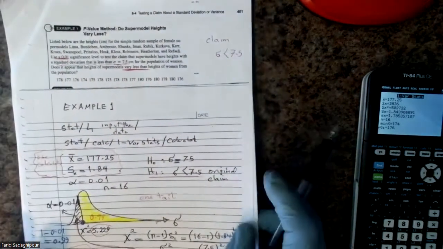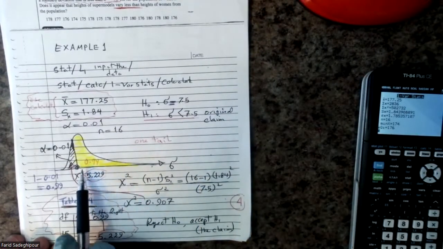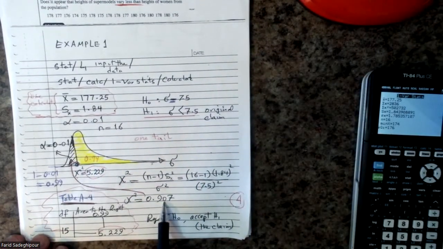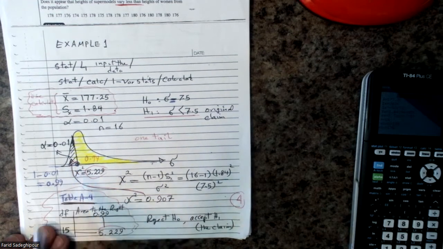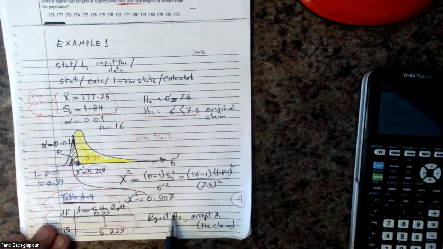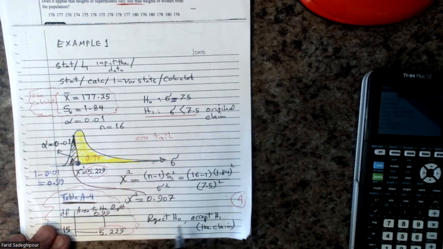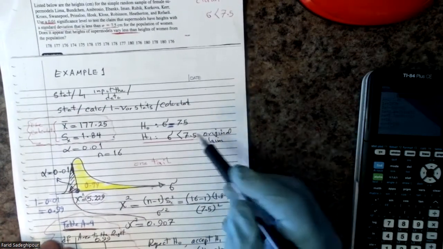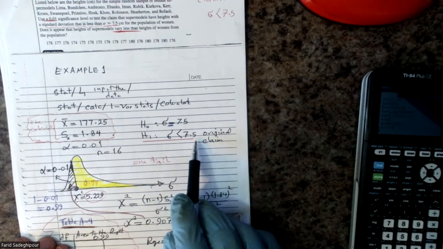5.229 is this point. Now, where does this fall? 0.907 falls into the critical area. Remember, when we fall into the critical area, we reject H0. Our X2 calculation falls into the critical area, so we reject H0. When we reject H0, it means we accept H1, and H1 is the original claim.